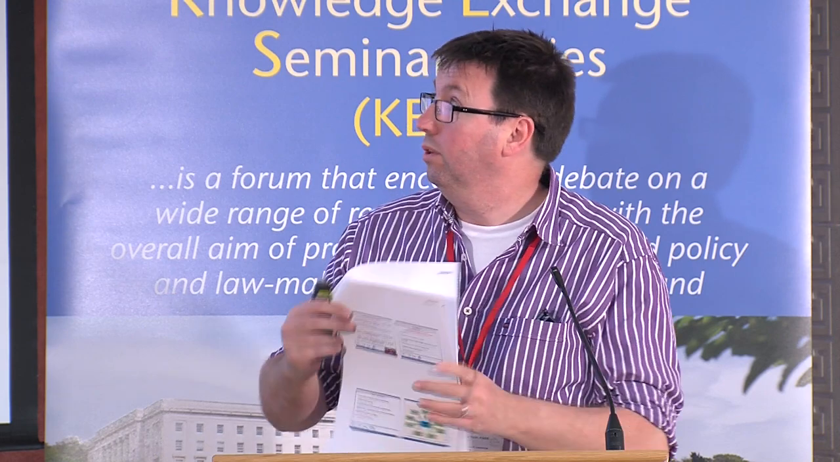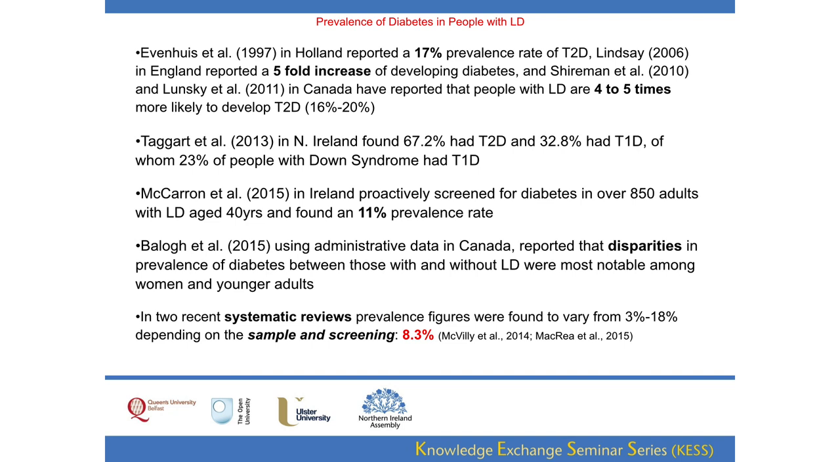So what do we know about the prevalence? The prevalence of type 2 diabetes in the general population is around 5%. And in a number of studies around the world, the diabetes prevalence rates differ. For example, in the study by Evans in Holland, they found a 17% prevalence rate. In England, they said it was fivefold. And in Canada, looking at administrative data sets, they found a 4 to 5 times higher prevalence rate.